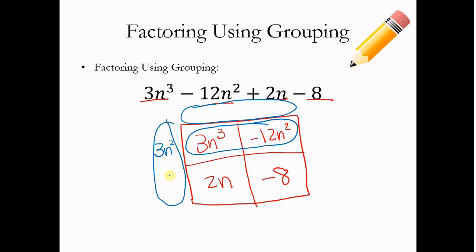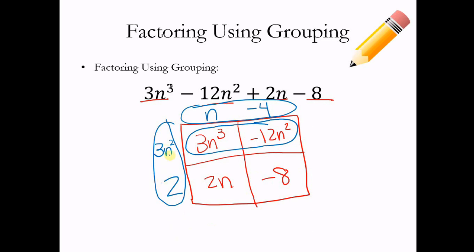Now it becomes pretty easy. 3n squared times what would give me 3n cubed? Well, I know I have the 3 already, so I need one more n, right? So I'm going to have an n there. n times what will give me 2n? 2, right? And then 2 times what will give me negative 8? Negative 4. Notice how once I broke this out, I used the rest of my terms to figure out what the rest of the outside is.